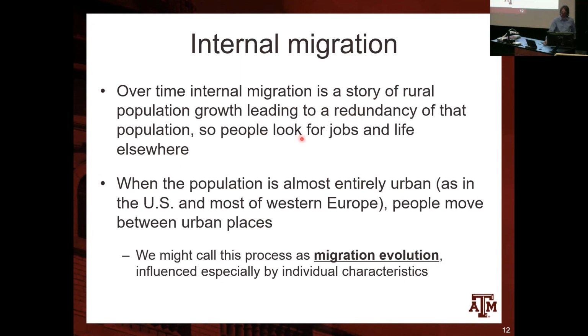Over time, internal migration is a story pretty much of rural population growth leading to a bigger population in those areas, so people look for jobs and a better life in other places. And when the population is almost entirely urban, people move between urban places. So people move from bigger cities to mid-sized cities, from downtown areas to suburbs, even maybe crossing county boundaries. And this is usually the case for more developed countries such as the US and Western Europe. When you start to have this more complexity in internal migration flows, it's what's called the process of migration evolution. It's not so simple as migration from rural to urban areas. There is a lot of migration between urban areas.